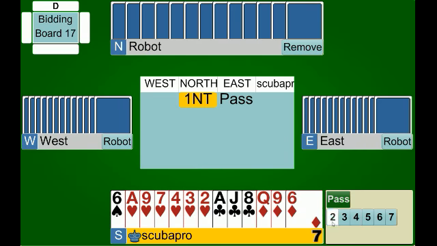Here we go, folks. Now we know we have a fit for our partner's suit as soon as that 1 no trump bid hits the table. They have to have at least 2 hearts, so we have an 8 card heart fit, and we have enough for game. So we transfer, and our next bid is 4 hearts.